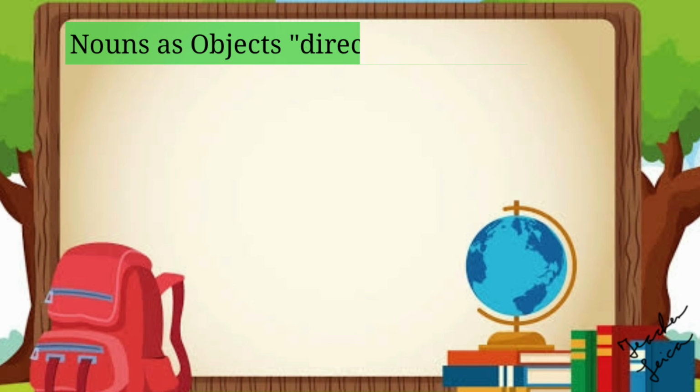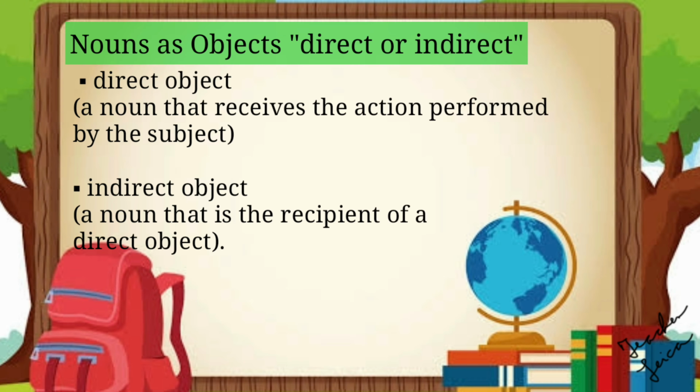Another use of nouns. Nouns as objects. When we say nouns as objects, it's either direct object or indirect object. So nouns can also be objects of a verb in a sentence. An object can be either a direct object, a noun that receives the action performed by the subject, or an indirect object, which means a noun that is the recipient of a direct object.